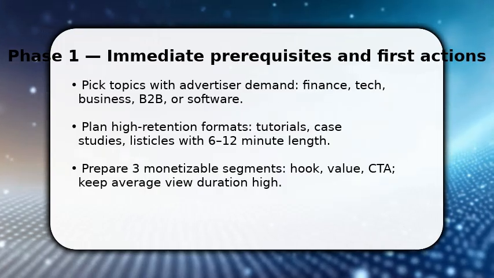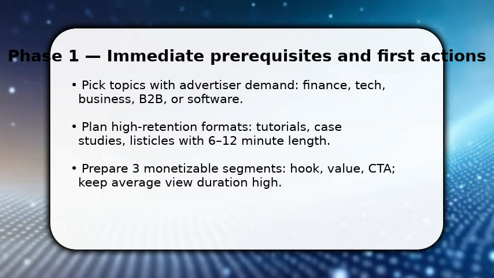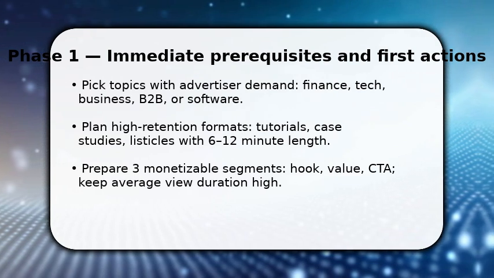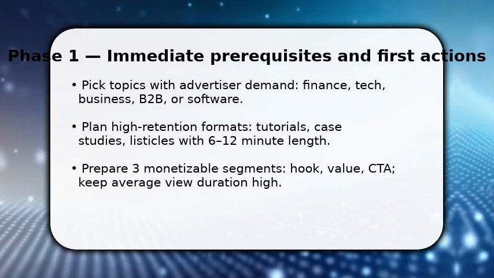You begin by choosing revenue-focused topics advertisers pay for. That improves CPM and RPM. Plan videos at 6-12 minutes to unlock mid-rolls and boost watch time.